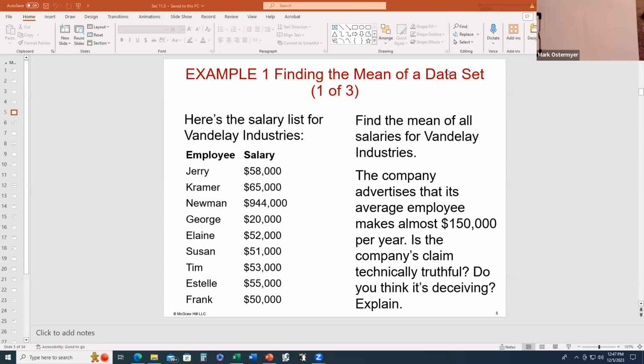So what the heck's going on here? I thought the mean or the average was supposed to be the measure of the middle of a data set. Well, ladies and gentlemen, it's not doing a very good job in measuring the middle of this data set, because the middle, just by scanning over these salaries, I can tell you that the middle is not 150,000. What salary is greatly affecting the mean of this data set and giving us a deceptive image as to what the salaries really are? Newman. Yeah, Newman. What's up with the $944,000 compared to these other salaries?